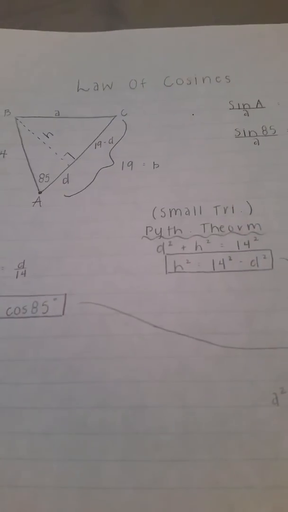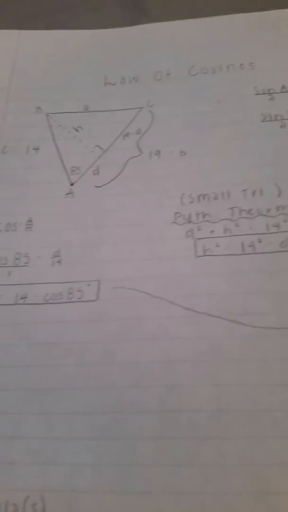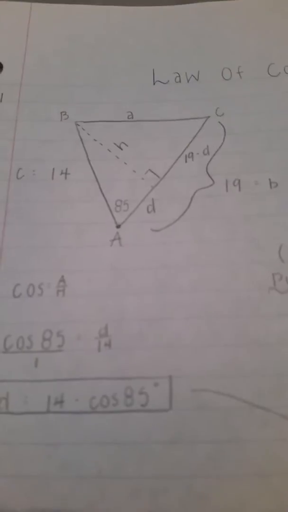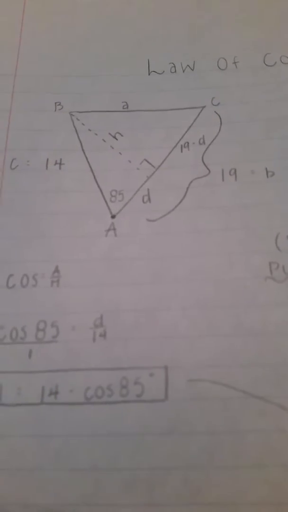I decided to do a video on the law of cosines. I hope you enjoy. So we're first going to start out with an oblique triangle. An oblique triangle is a non-right triangle, which means it's just not a right triangle.